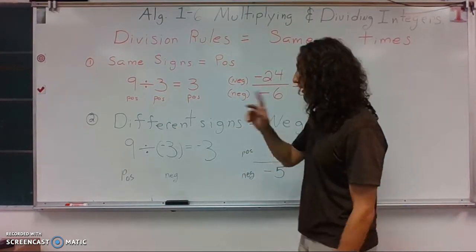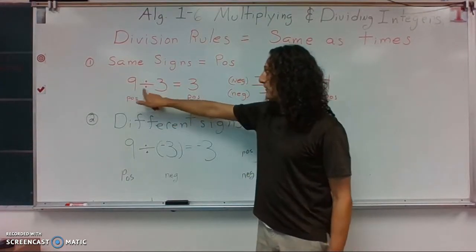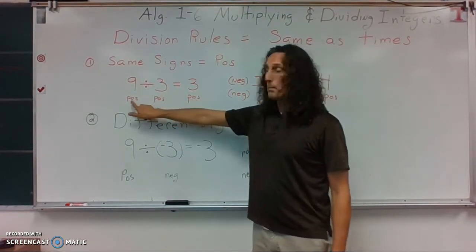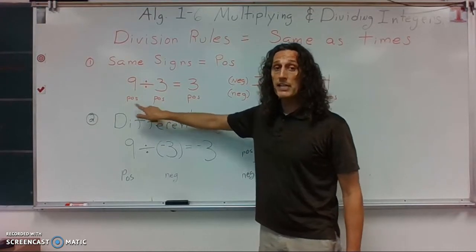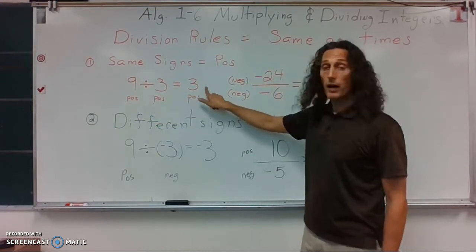So let's look at our two problems. So we have 9 divided by 3, positive 9, positive 3, same sign, equals 3.